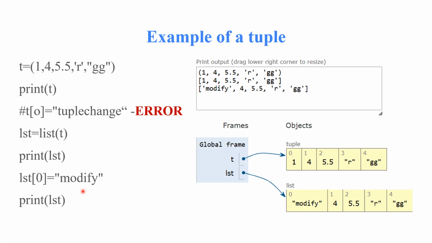I'm just modifying it with a string called modify. Now this is observed here. At the 0th position, 1 was already there. Now it is modify. So we print the list, which shows that at the 0th index this string is present.